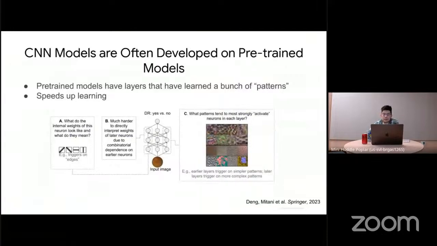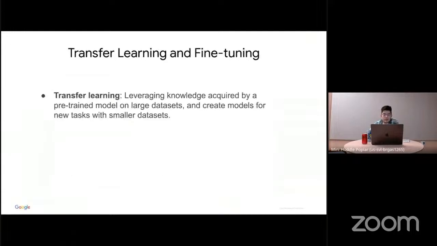In fact, most of today's CNN models start from a pre-trained model. The pre-trained model was usually trained on a very large dataset like ImageNet. The pre-trained model has learned how to identify basic patterns like edges, so people don't have to retrain from scratch. This is actually called transfer learning, which is leveraging knowledge acquired by a pre-trained model on large datasets and using smaller datasets for specific tasks.